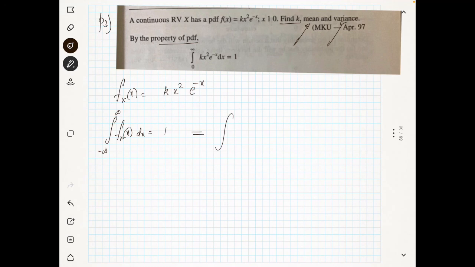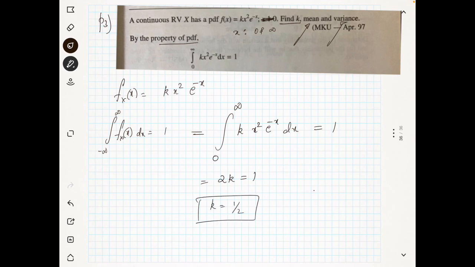Here there is a confusing statement. X is between 0 and infinity. X takes the value 0 to infinity. So it is 0 to infinity, and k into x square into e power minus x dx is equal to 1. If you solve this, you will get 2k equal to 1, and k you will get as 1 by 2. So this will be your answer for the first part.